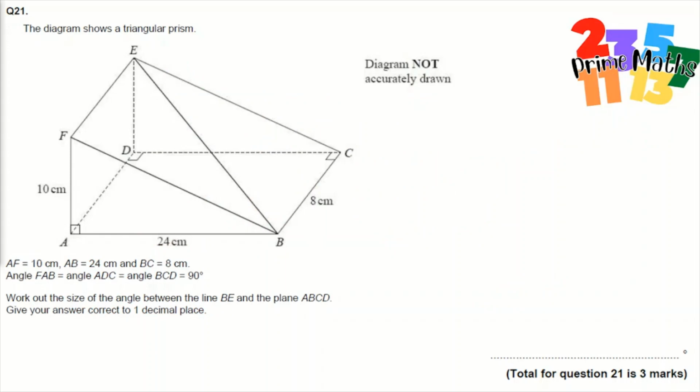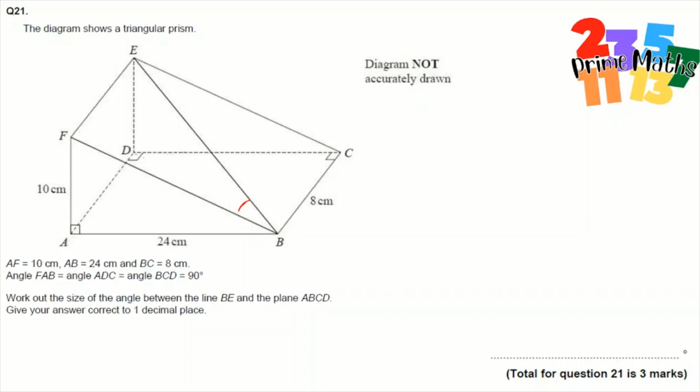For question 21, we have a 3D trig question, which wants us to work out the angle between the line BE and the plane ABCD. This is quite hard to see on a printout version, but it's between the line and the flat plane at the bottom of the shape.